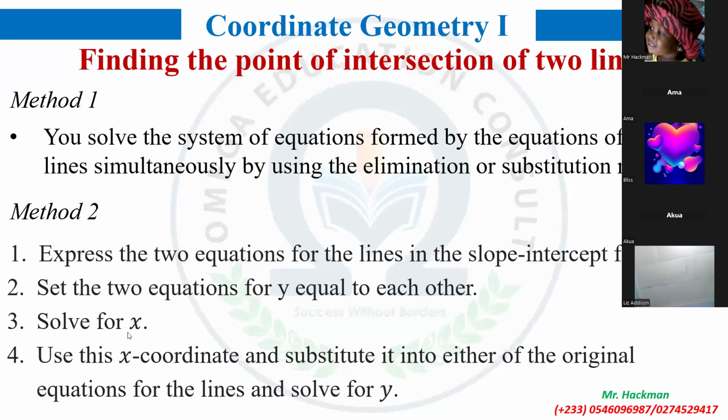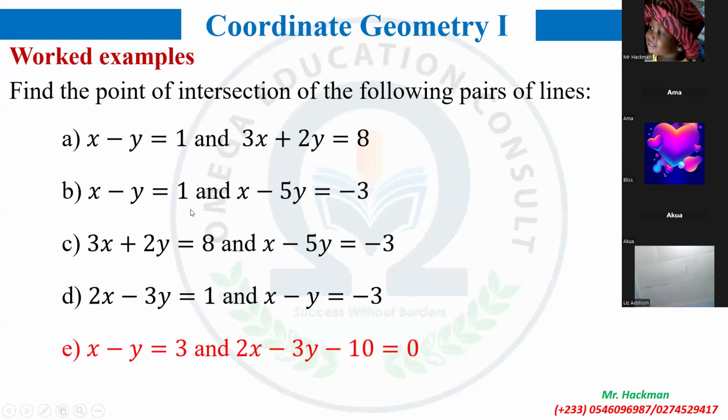Then solve for x. After solving for x, you use the x to solve for y. You have to substitute this x into any of the two original equations before you solve for y. So very soon you know that it's so easy to work with these steps. So quickly, let's go and look at the questions that will require the use of the concept that we just learned. We are supposed to find the point of intersection of the following pairs of lines.